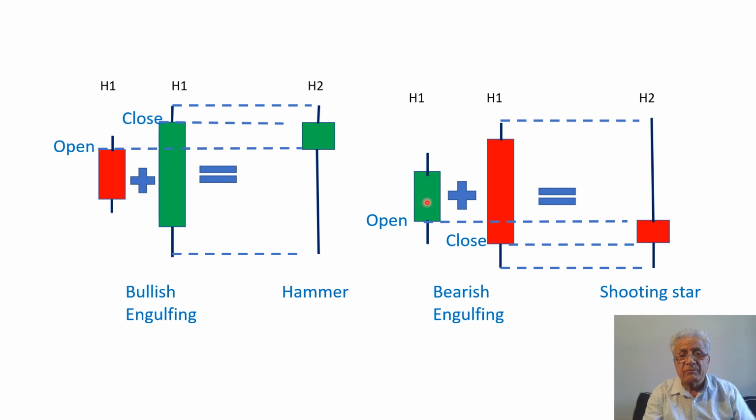In this case, we take the open of the first candle, we take the close of the second candle, and the high and a low of the pattern. Then the outcome is going to be a bearish shooting star. Both of them are in 1 hour time frame, and the resultant is going to be this hammer in 2 hour time frame, and shooting star also 2 hour time frame.